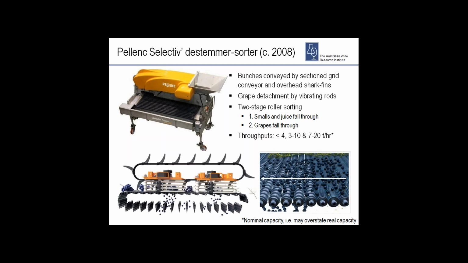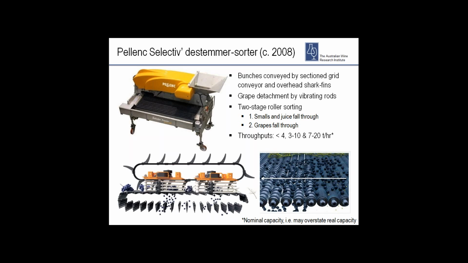The first section of rollers is tightly spaced, allowing only juice and small materials to pass through. The gaps in the second section of rollers are larger and the grapes fall through, while the vegetal matter that is larger than the gaps is conveyed off the edge of the sorting table. The first section of rollers also has a special shape to encourage the petioles to orient perpendicular to the roller axis, so that they tend to pass across the second section of rollers without falling through with the grapes.